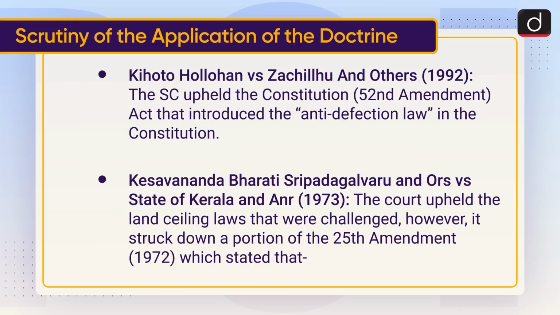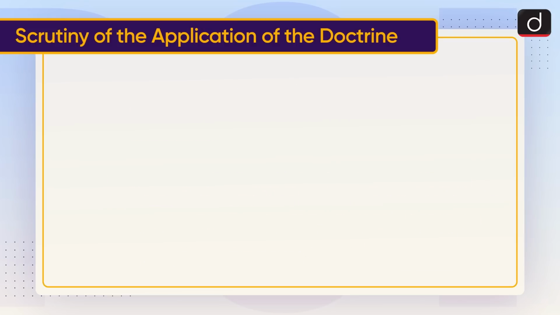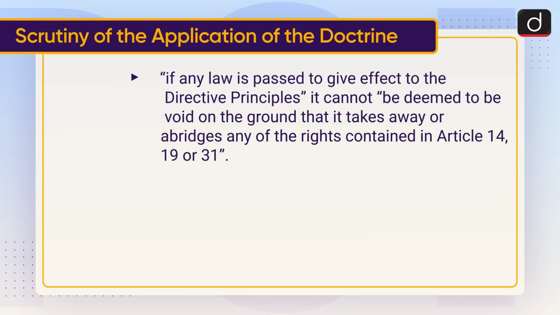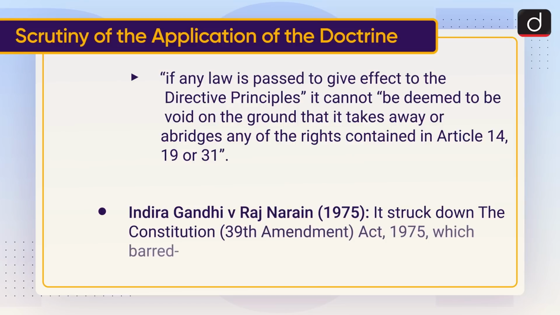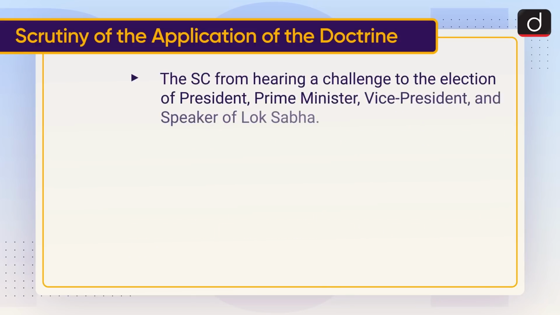However, it struck down a portion of the 25th Amendment 1972 which stated that if any law is passed to give effect to the directive principles, it cannot be deemed to be void on the ground that it takes away or abridges any of the rights contained in Article 14, 19 or 31. Indira Gandhi versus Raj Narain 1975. It struck down the Constitution 39th Amendment Act 1975 which barred the SC from hearing a challenge to the election of President, Prime Minister, Vice President and Speaker of Lok Sabha.